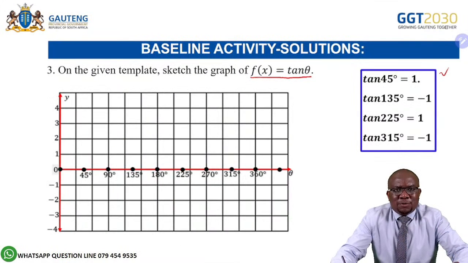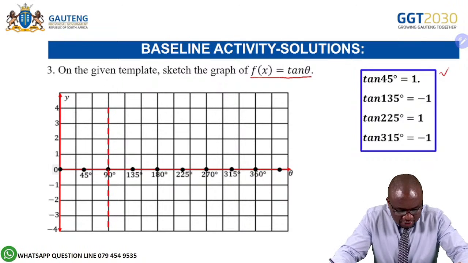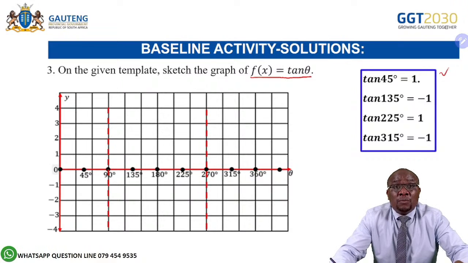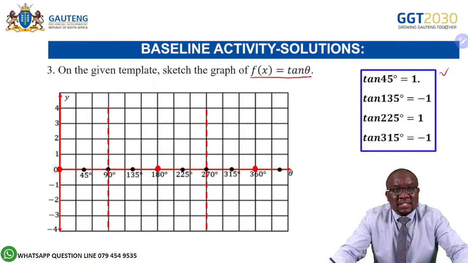Welcome back, grade 10s. I hope you managed to sketch your graph for tan theta. Did it come out nicely? Let's try to do it together now, and then you can copy that once I'm done. So now we have our asymptote at theta equals 90 degrees, and then our asymptote where theta equals 270 degrees. Then let's put our x-intercepts. Where do we find them? At 0, at 180, and at 360.